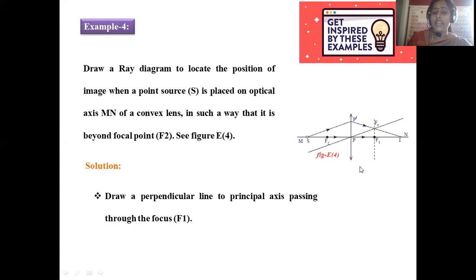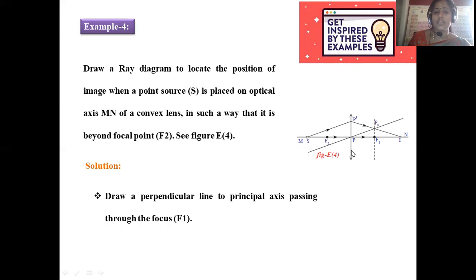So this is a ray diagram. A ray diagram is nothing but, from the object, what are the rays generated? When they are passing through the lenses, what will be the change in their behavior? That is nothing but a ray diagram. We are plotting the ray diagram and the position of the image when the point source is placed. Source is nothing but the object. The object position is called a source, that is S.